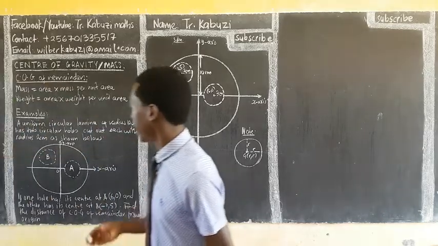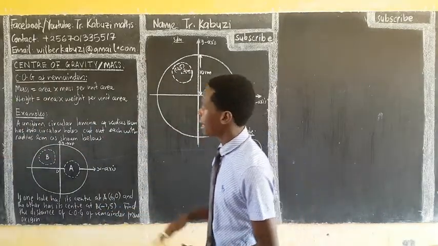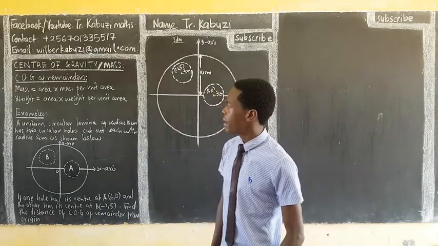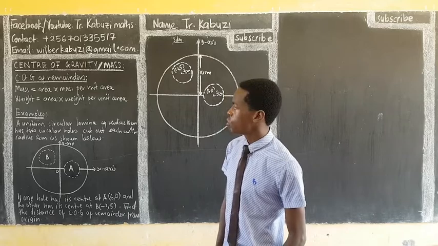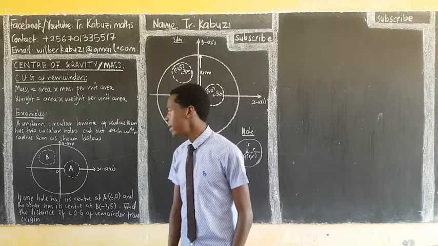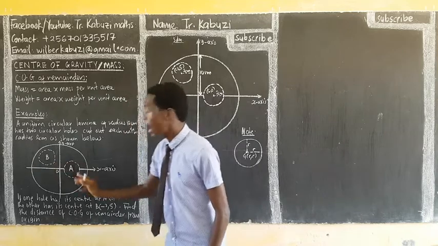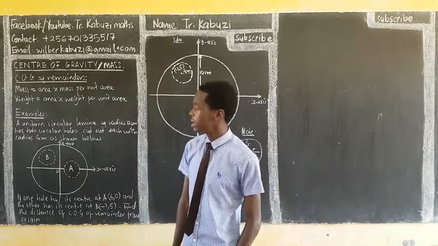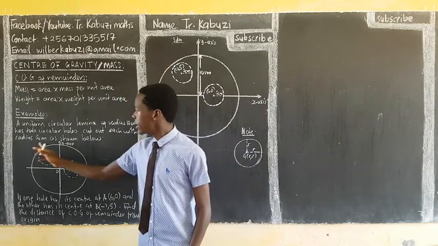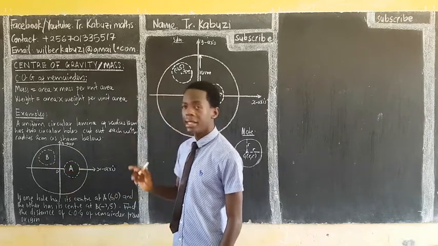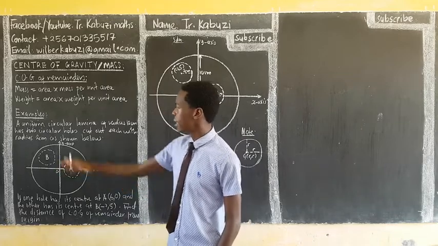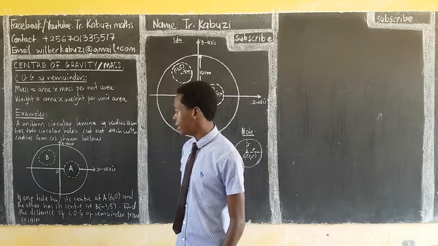Okay, let us see this when we have a lamina, when it is circular. So a uniform circular lamina of radius 10 centimeters has two circular holes cut out, each with radius 2 centimeters, as shown below. You see this one is the big circle of radius 10 centimeters, and then each of these has radius 2 centimeters. This is the y-axis, this is the x-axis.